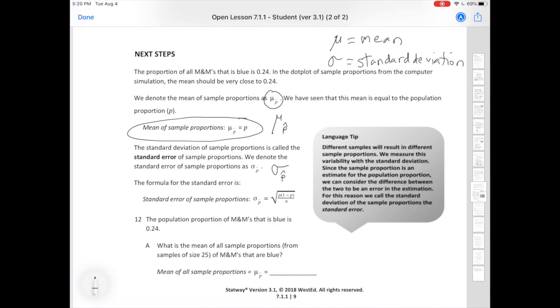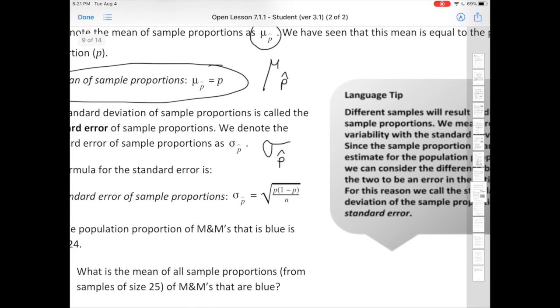So the formula for standard error is the following. Sigma sub p hat is equal to, I want you guys to look at this, the square root of p times 1 minus p, divided by n. P times 1 minus p divided by n.